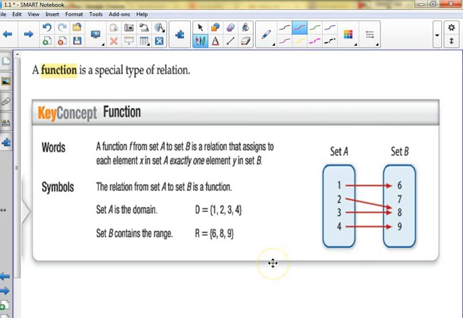So this is an example of a function because all of these X values or inputs are going to exactly one Y value. So it doesn't matter that 2 goes to 8 and 3 goes to 8. The Y's can repeat, but not the X's.